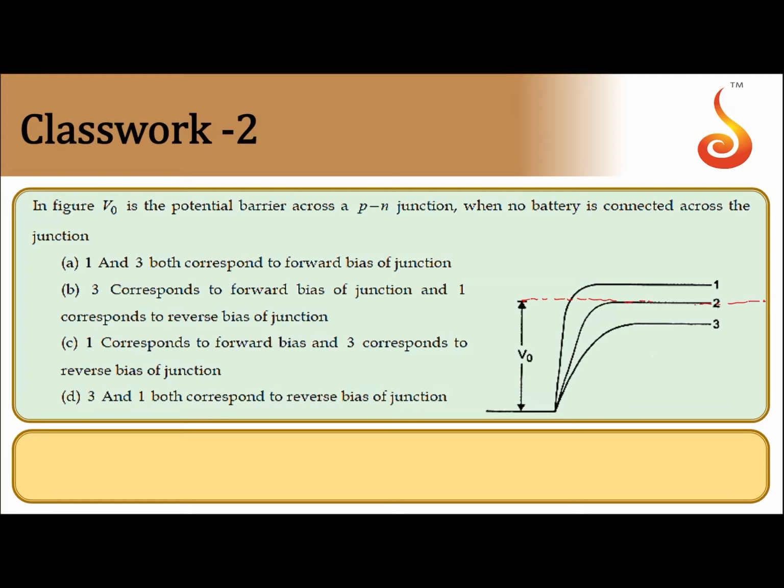Now, when you forward bias it, then the barrier potential must decrease. So, 3 is at lower level, so this must be forward bias. And 1 is at higher level, and in reverse bias the barrier potential increases, so 1 should be reverse bias. So 3 should correspond to forward bias, 1 should correspond to reverse bias. That is option B.